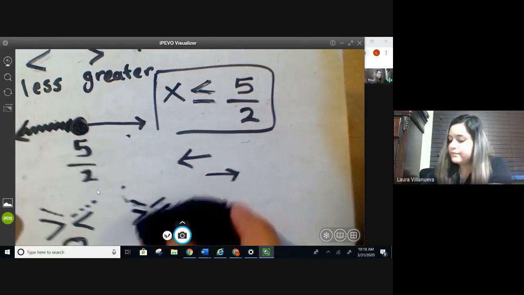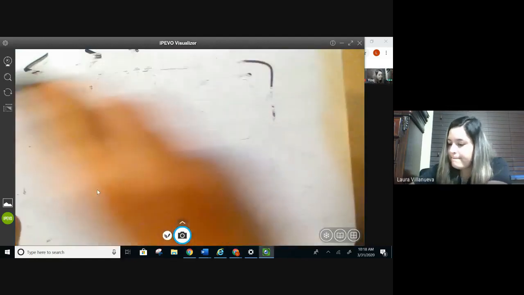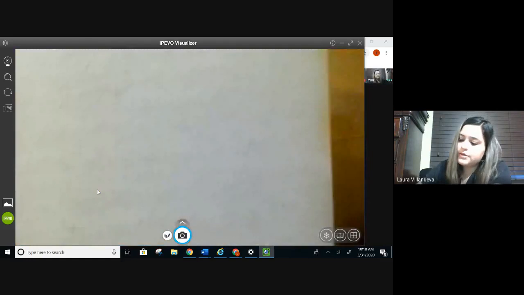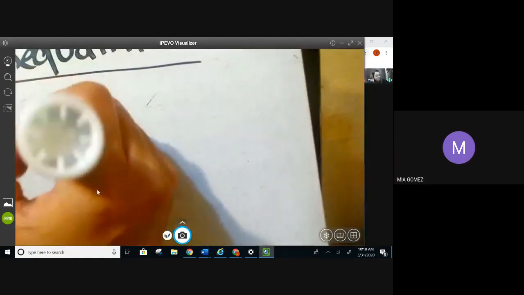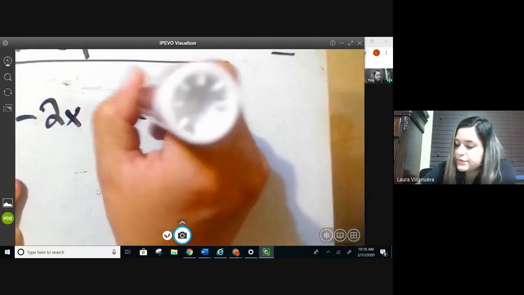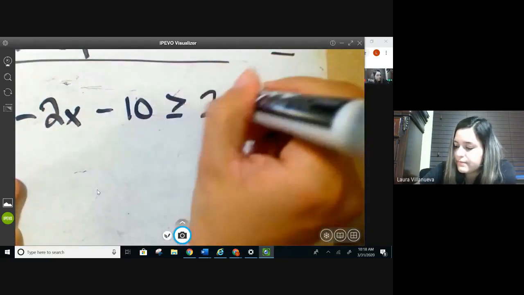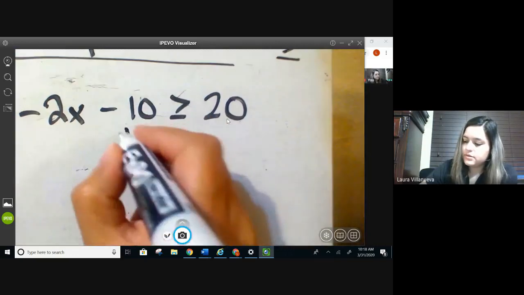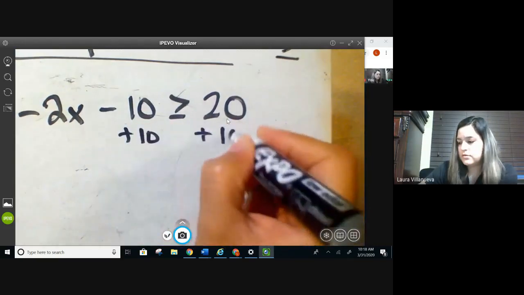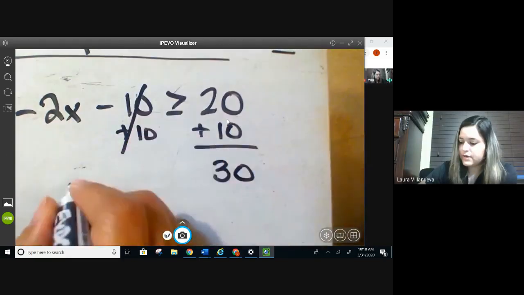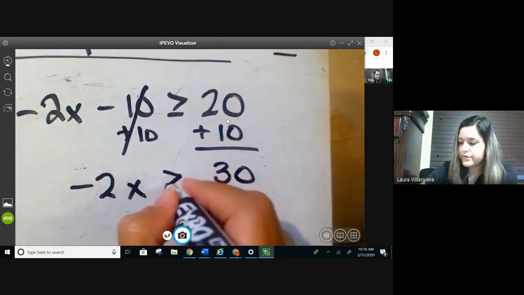Yes. All right. I'm going to erase this and start again. You have negative 2x minus 10 is greater than or equal to 20. So you're going to do the same steps. You're going to do plus 10, plus 10. So this is going to be 30. So then you have negative 2x is greater than or equal to 30.